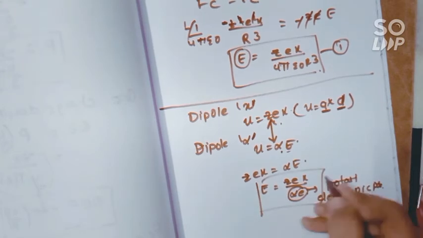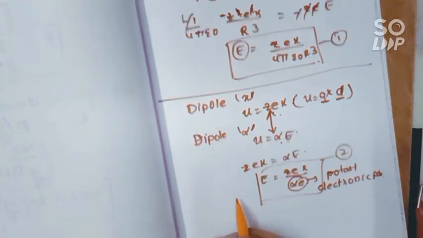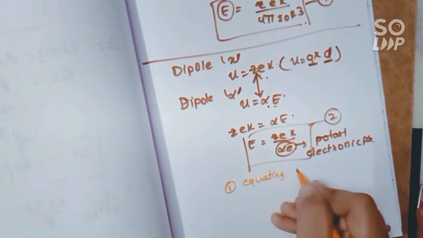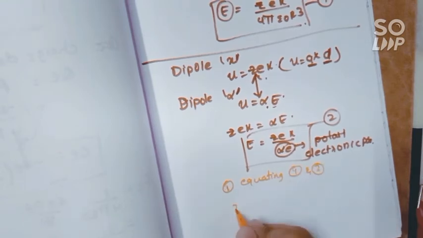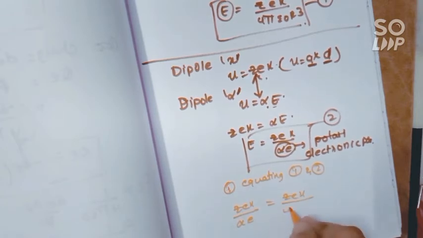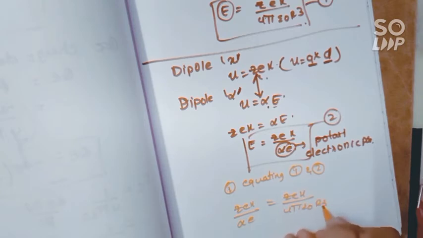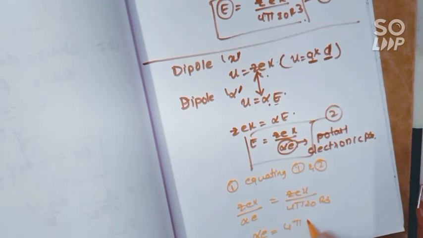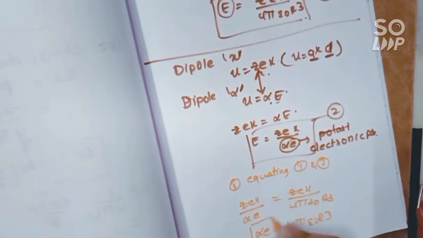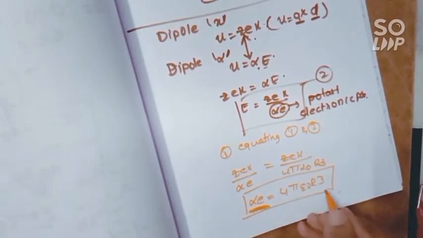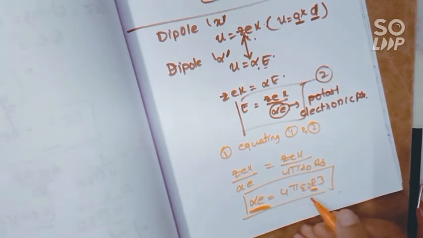And this is our second equation. Now I am equating both 1 and 2. That means ZEX by alpha E equal to ZEX by 4 pi epsilon into R cube. From this I will get the final equation: alpha E equal to 4 pi epsilon into R cube. That means we can say that the polarization is directly proportional to the radius. We need the radius of an atom.